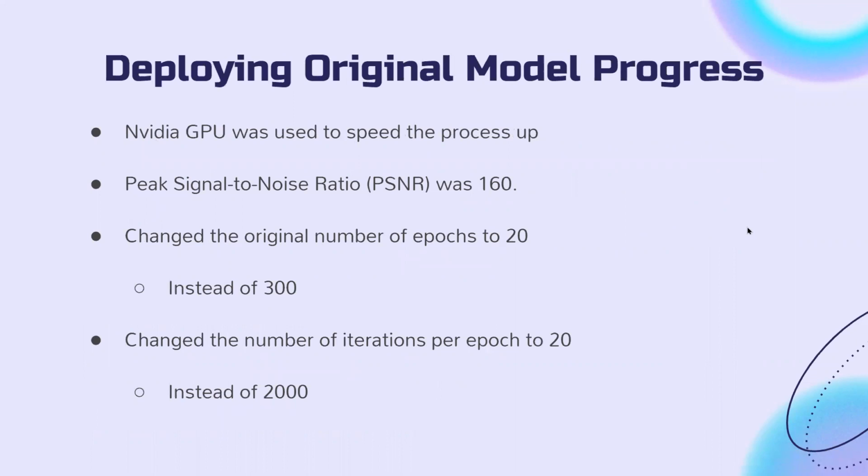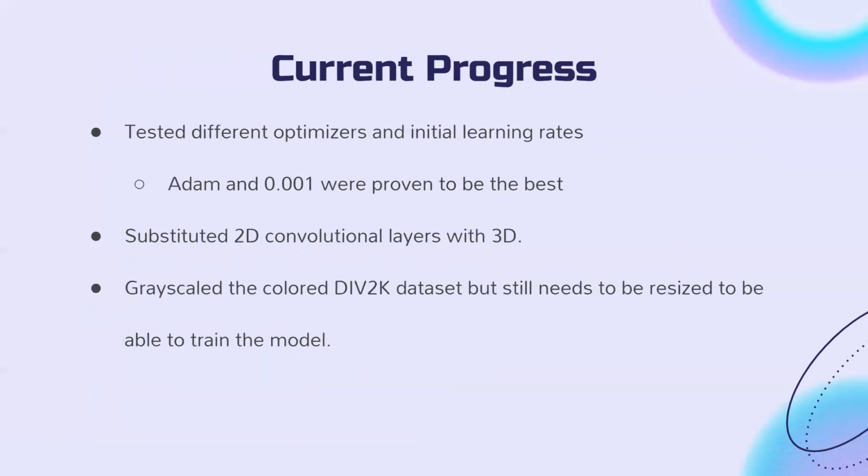So the original model, in order to get deployed, we had to run on an NVIDIA GPU, something that would speed up the process. Also, what we found out was the loss that we had, the PSNR, which is the peak signal to noise ratio, was 160. So in order to speed things up, we reduced the original number of epochs, which was 300, to 20, and the number of iterations per epoch was 2,000 in the original model, but we changed that to 20 to make it faster.